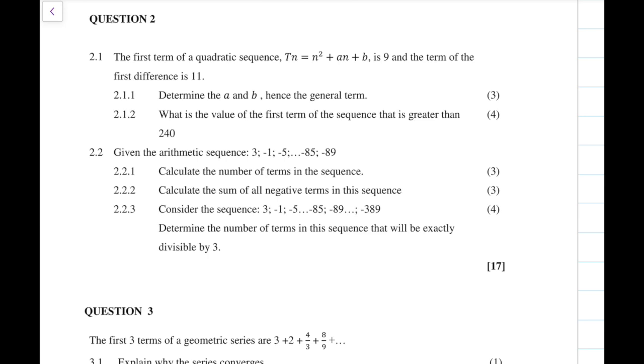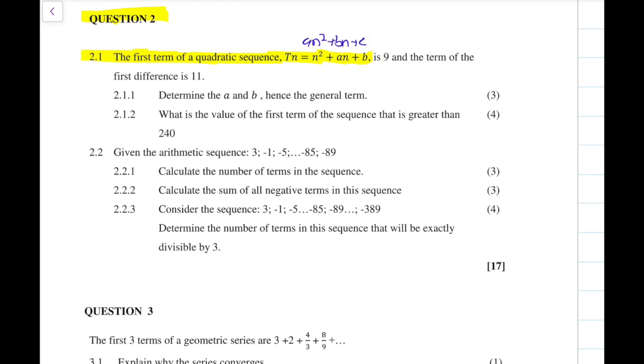Okay, question 2. It says the first term of a quadratic sequence Tn is equal to n squared plus an plus b, which is basically just telling us we know traditionally it's an squared plus bn plus c. So you can think of your a value being the same as your b and the b value being the same as the c value in your traditional formula.